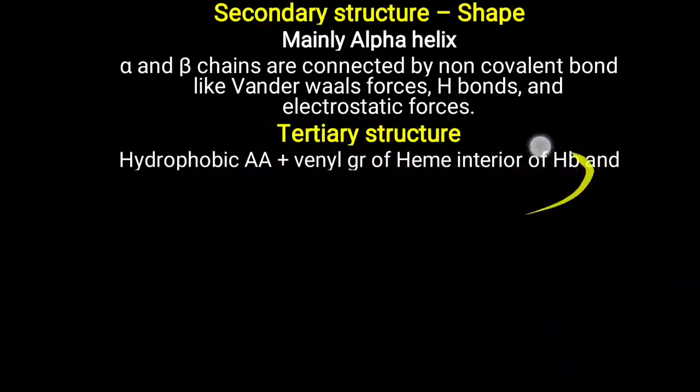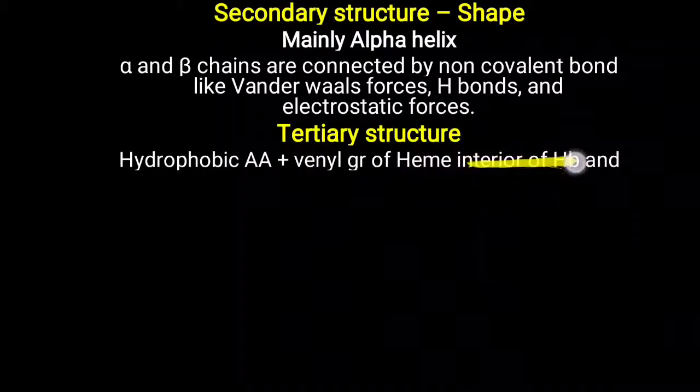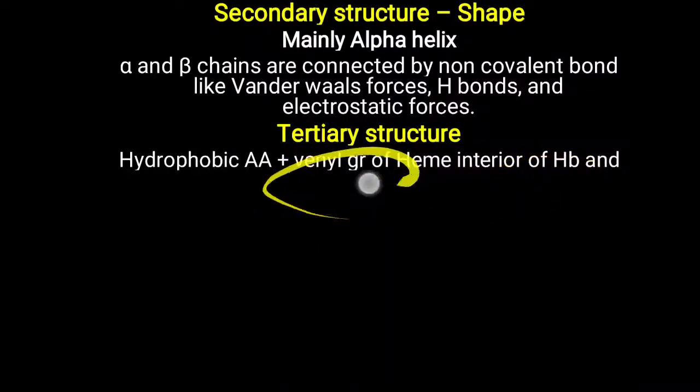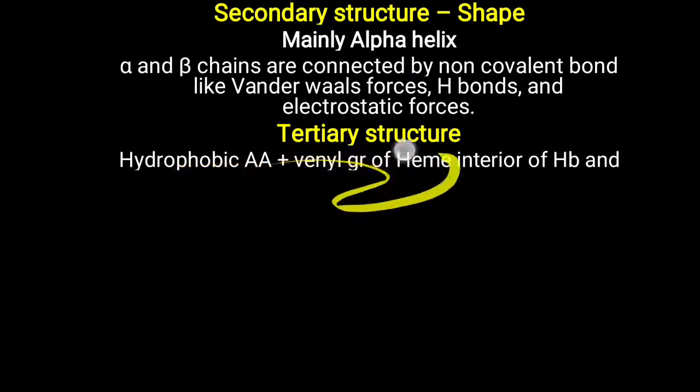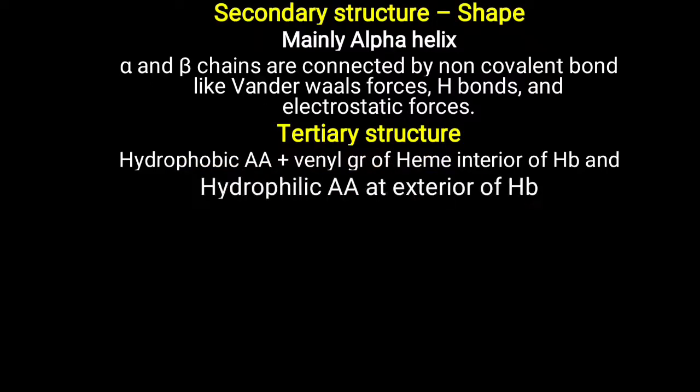So basically, the interior means the hydrophobic cleft of hemoglobin that helps in the attachment of the heme. With the help of hydrophobic amino acids, the hydrophobic cleft is generated, and over that the heme residue is attached. That makes the interior part of the hemoglobin, while the exterior part is made up of hydrophilic amino acids.